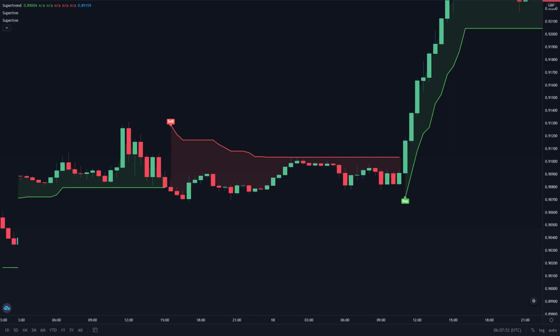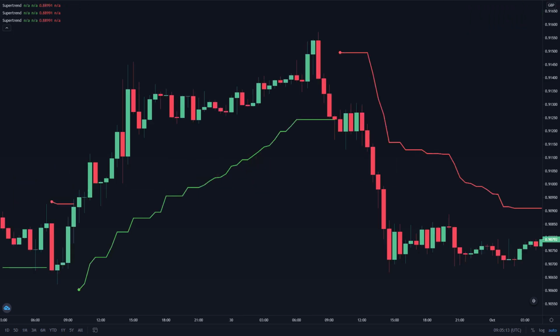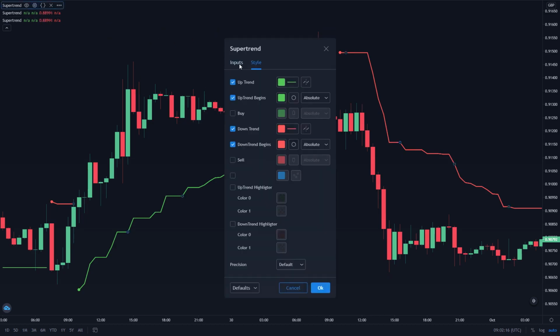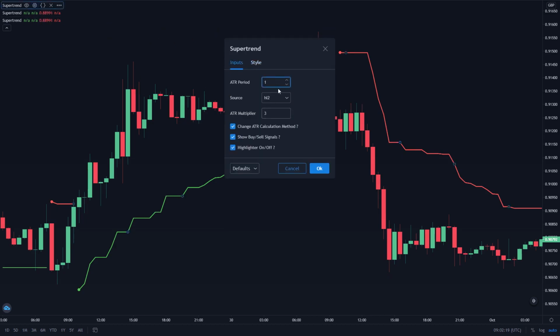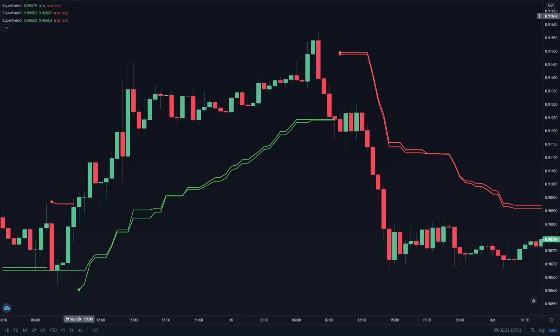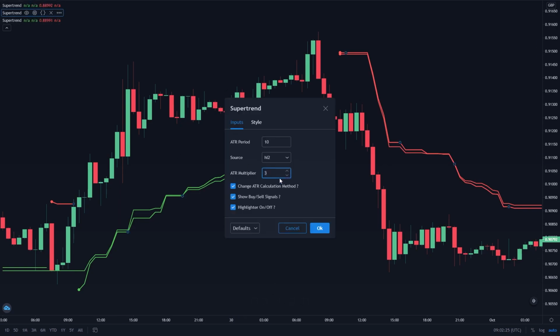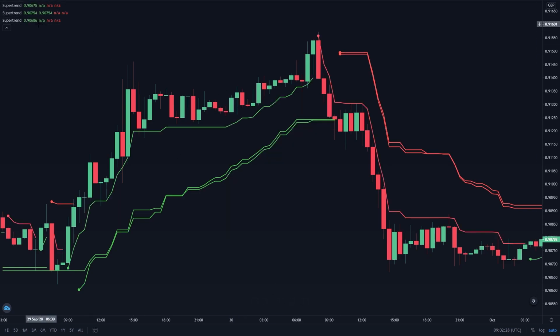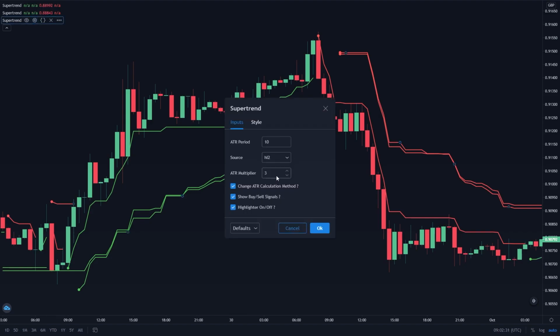This is how you do it. First, you need to put 3 super trend indicators. The first indicator value, you need to set it by 3 and 12. The next one, you set it as 1 and 10, and the third one, you set it as 2 and 11.